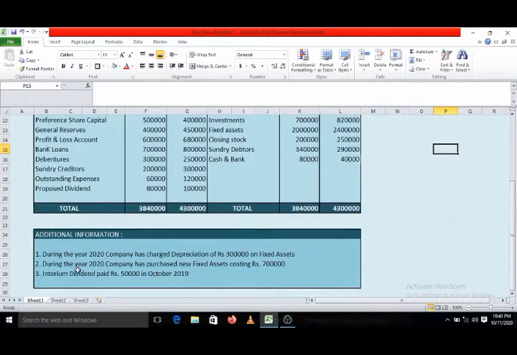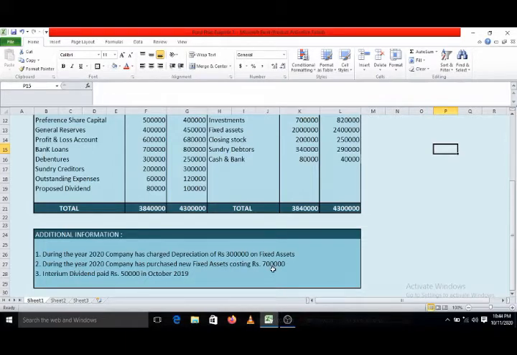Number 1, during the year 2020, the company has charged depreciation of rupees 3 lakhs on fixed assets. It means during the second year, the company has charged depreciation of rupees 3 lakhs. Second, during the year 2020, the company has purchased new fixed assets costing rupees 7 lakhs. It means in the second year, the company has purchased new fixed assets costing rupees 7 lakhs.